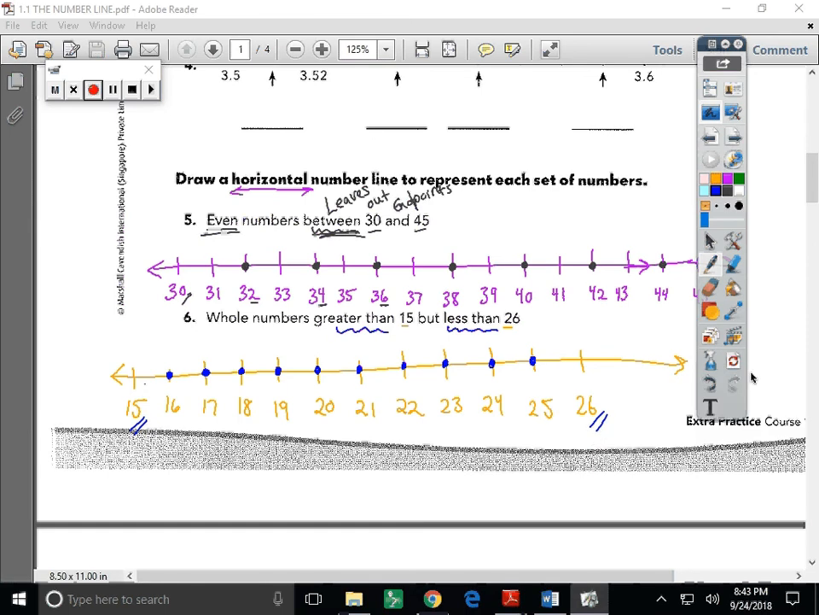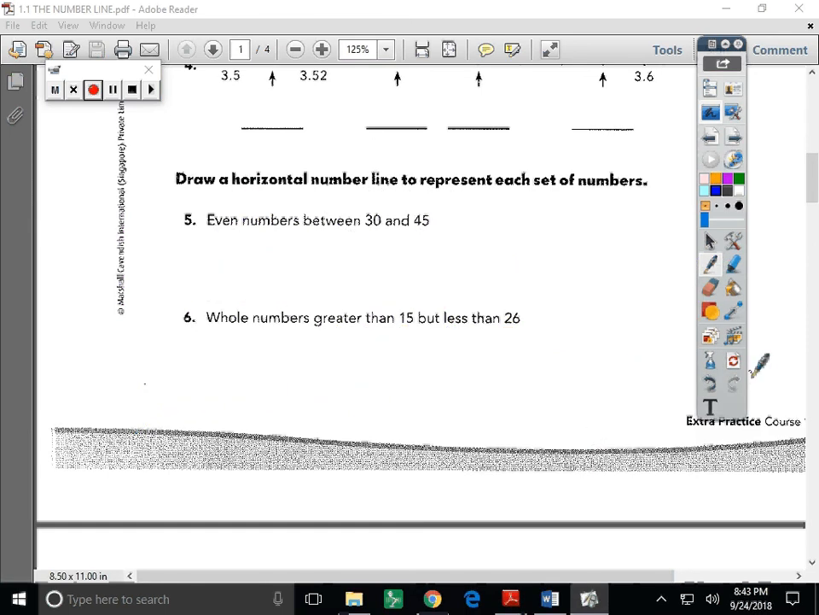Let's turn our paper over and take a look at the next couple of horizontal number lines. See if I can give you any hints to get you started.